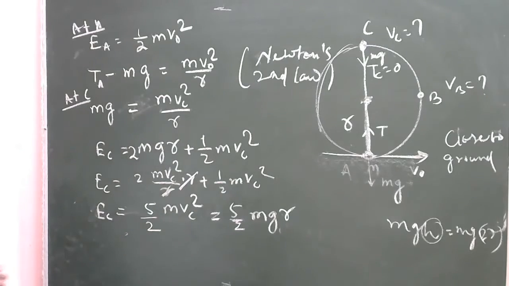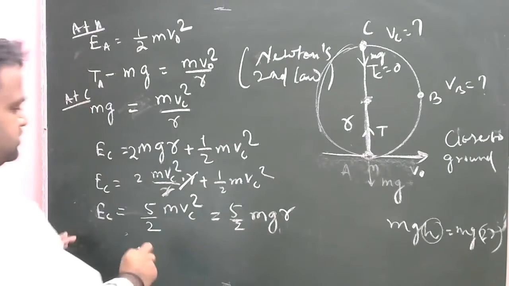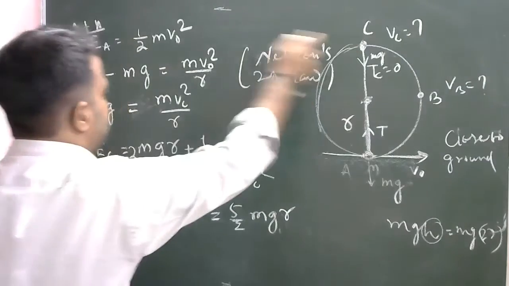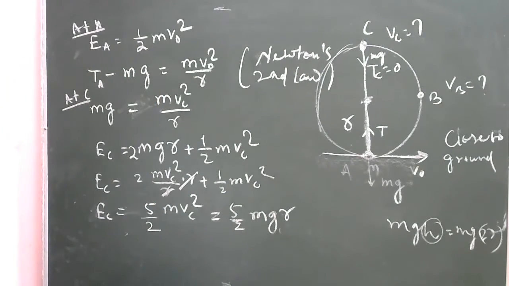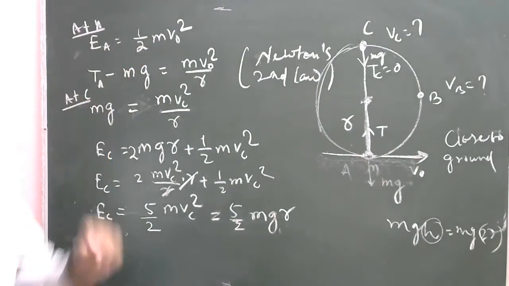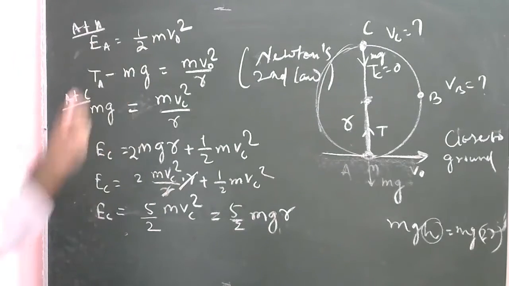What is that? That is your EC, energy at position C. Energy at position A is this one. Why are we doing that? Because we need the velocity at different positions. Okay, we need the energy at different positions.